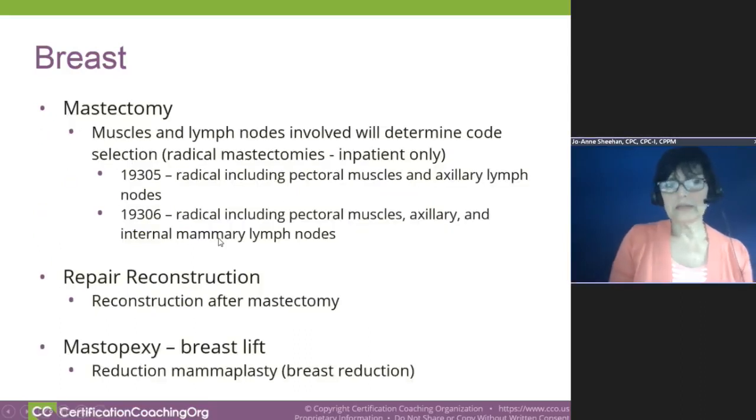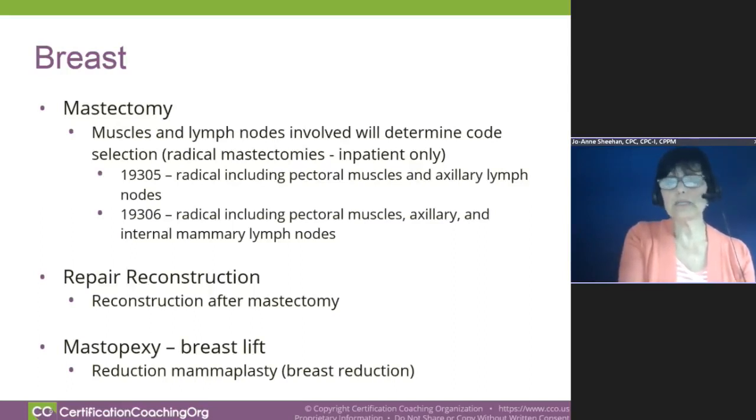The mastectomy, muscles and lymph nodes involved will determine the code selection, and you need to understand the difference between the radical mastectomy and so forth. And it's an inpatient only. The radical includes pectoral muscles and axillary lymph nodes. The 19306 is radical, including pectoral muscles, axillary, and internal mammary lymph nodes. So read the wording if you have this on your exam.